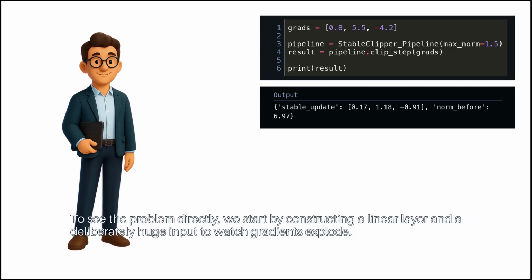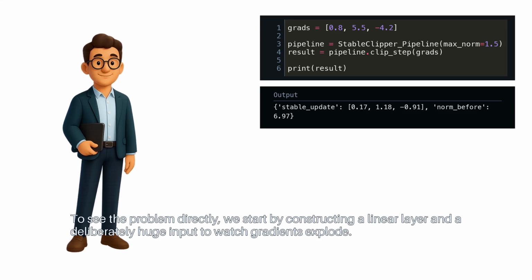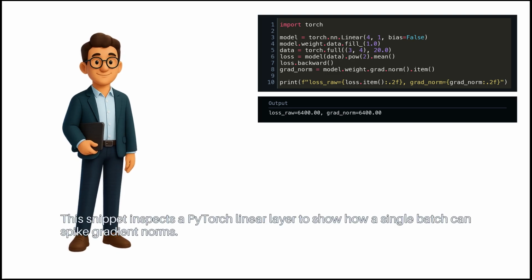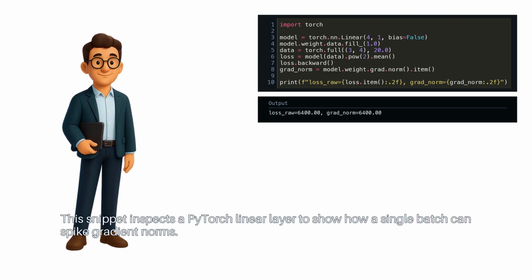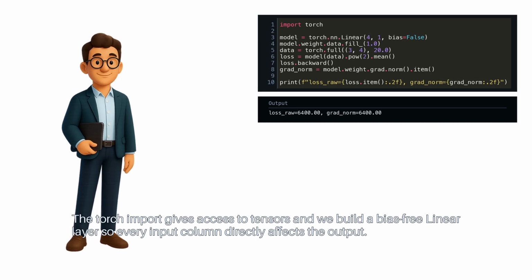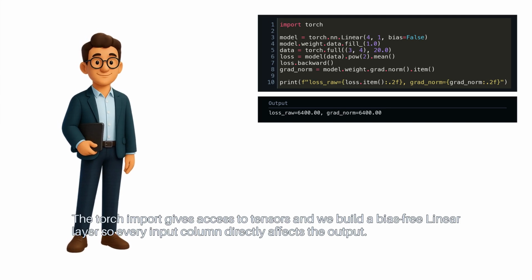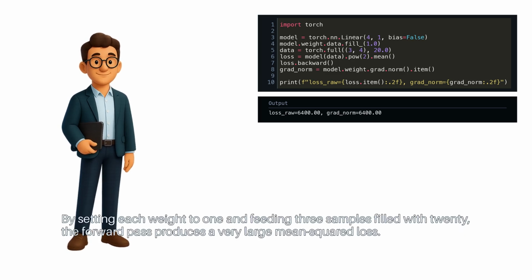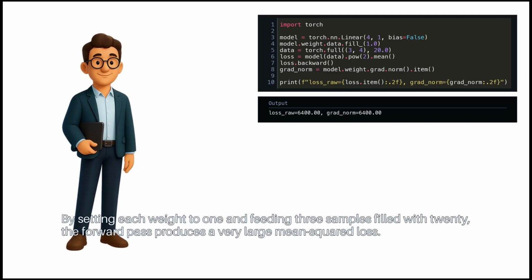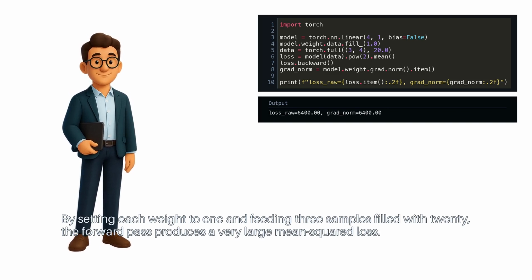To see the problem directly, we start by constructing a linear layer and a deliberately huge input to watch gradients explode. This snippet inspects a PyTorch linear layer to show how a single batch can spike gradient norms. The torch import gives access to tensors, and we build a bias-free linear layer so every input column directly affects the output. By setting each weight to 1 and feeding 3 samples filled with 20, the forward pass produces a very large mean squared loss.